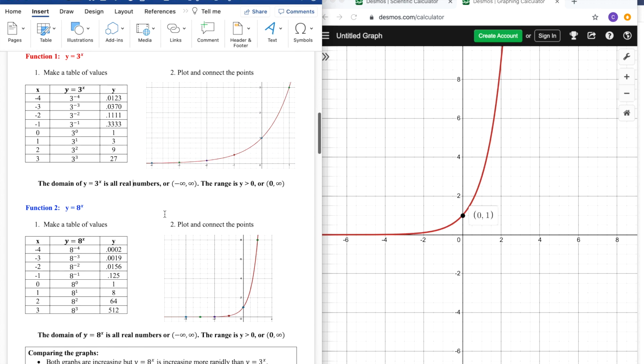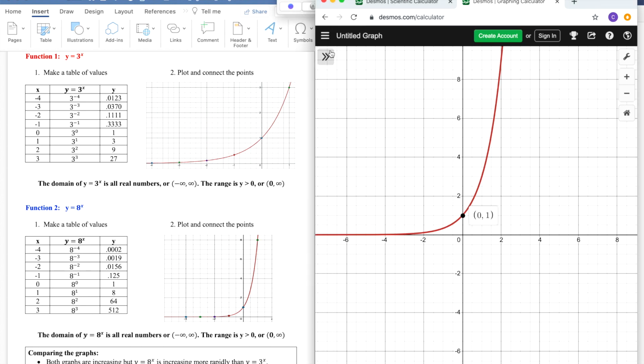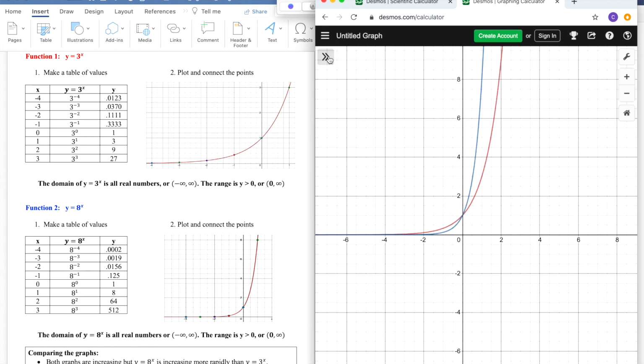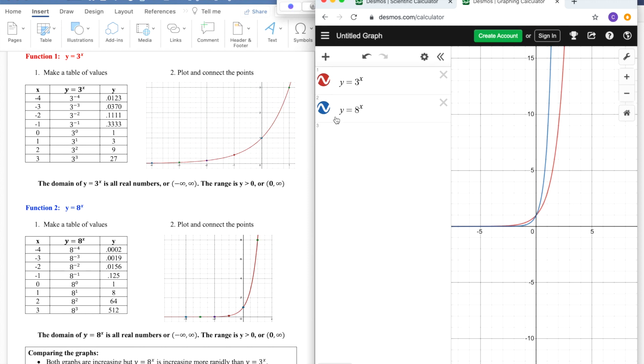Now we're going to look at function 2, which is y equals 8 to the power of x. We're doing the same thing, just like the first function. We're going to plug in these x values to the function and calculate the y. And the x and the y gets us our points that we can plot and connect to create this graph. We're going to just graph it here on Desmos. Y equals 8, shift 6, x. And that's how you get your second graph. If you notice, it's color-coded, so you can tell which graph represents which function.